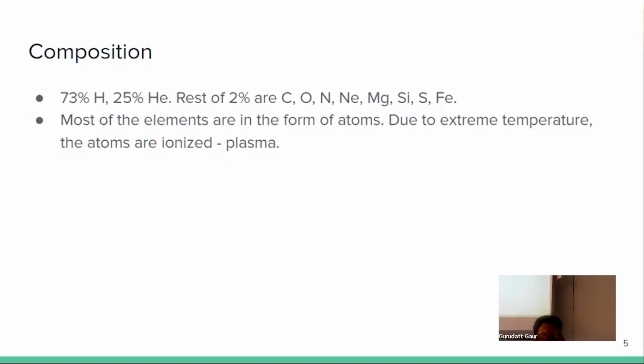The only difference is that when you go from solid to liquid or liquid to gas, you find a phase transition. But from gas to plasma, you do not see that kind of behavior. Phase transition means there will be some latent heat and those kinds of things.